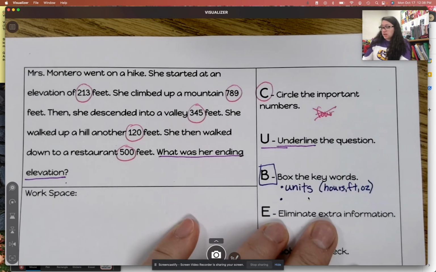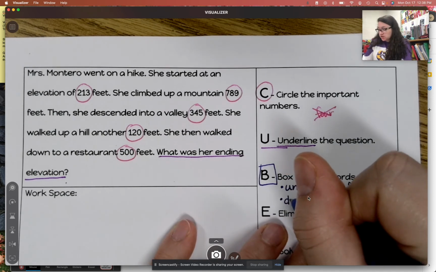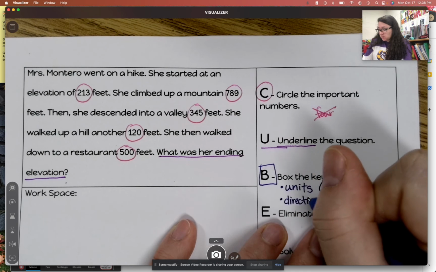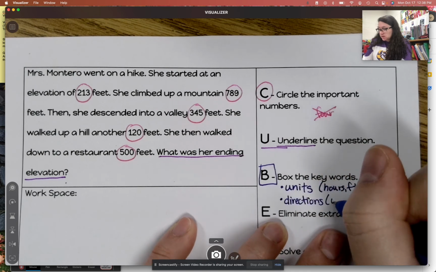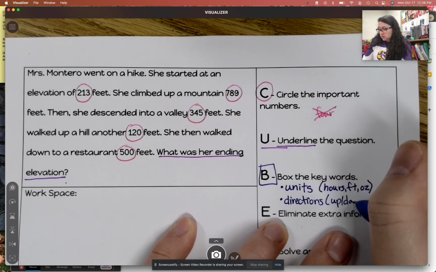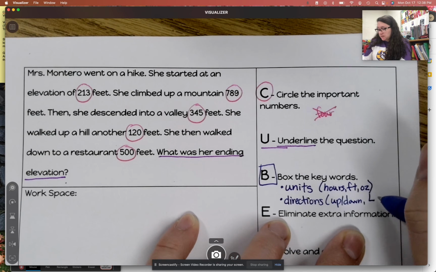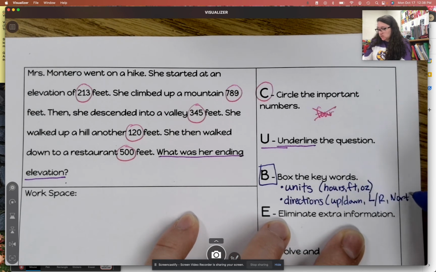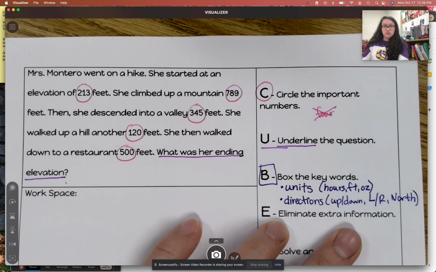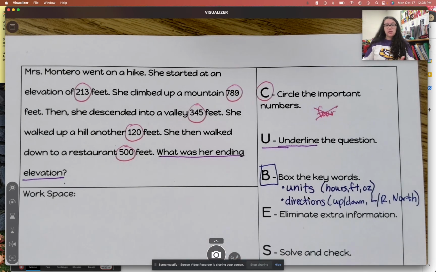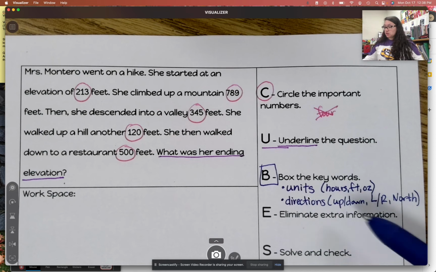The next type of word that is important are directions. It's like up or down, left or right, north, south, east, west. Those are all examples of directions. And those directions will help tell us if the number is going to be positive or a negative number. So directions, how we're moving, is important too.